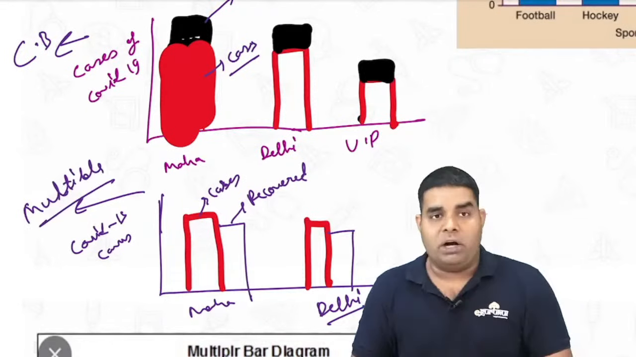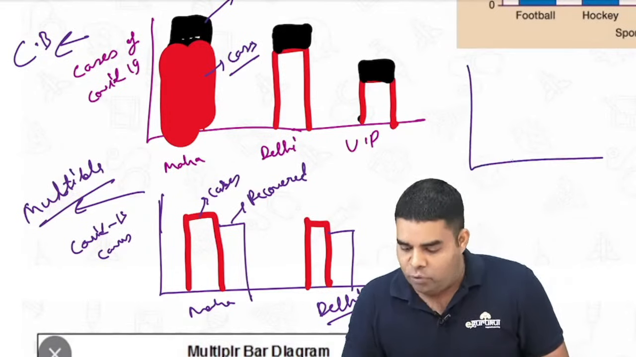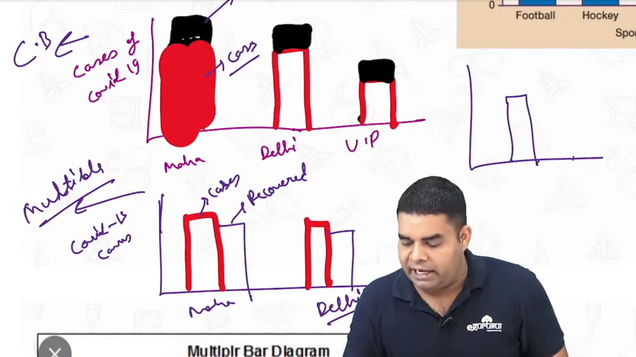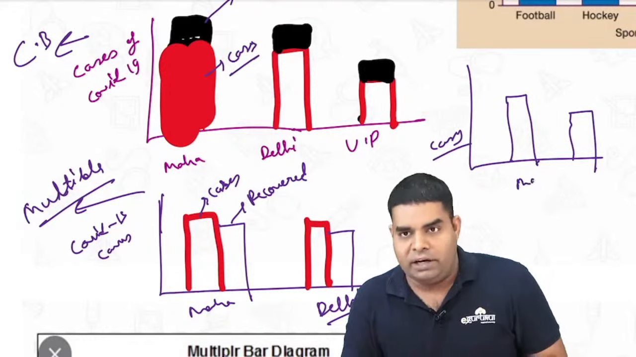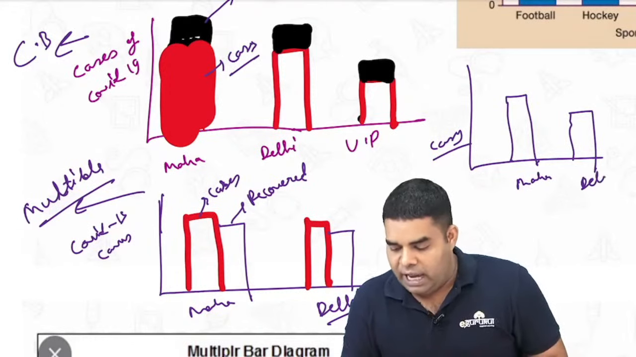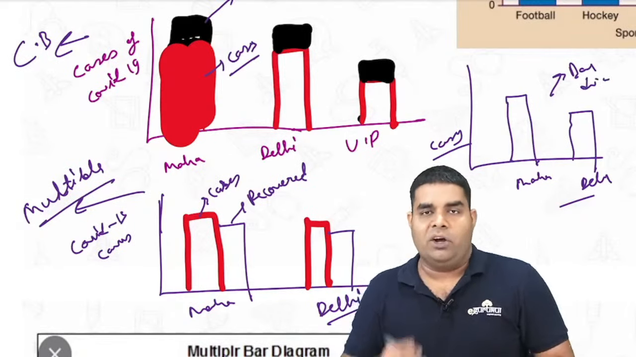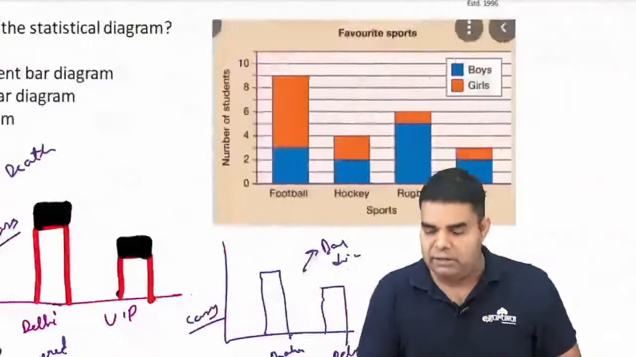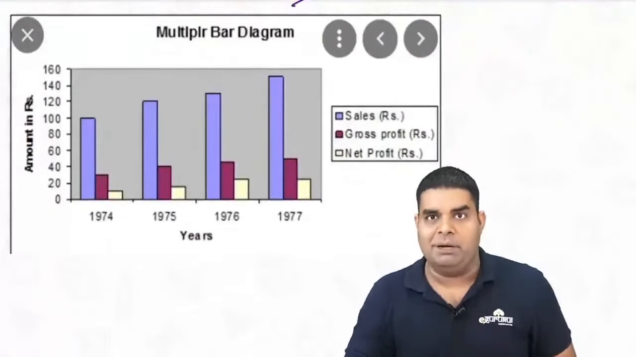What will be the example of a simple bar chart? A simple bar chart will have only one bar per category. Like suppose I am writing the cases in Maharashtra and Delhi, only the cases, not deaths, not recovery. That will be a simple bar diagram. Component is when you have 2 things like here, and multiple bar chart is when you have a graph like this.